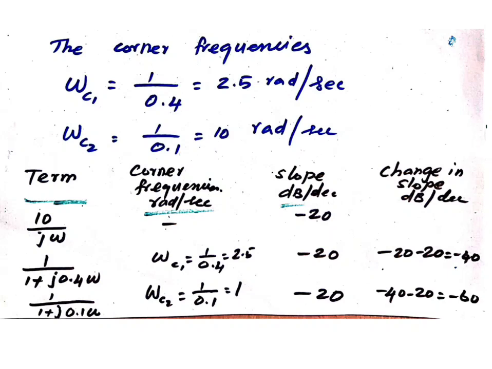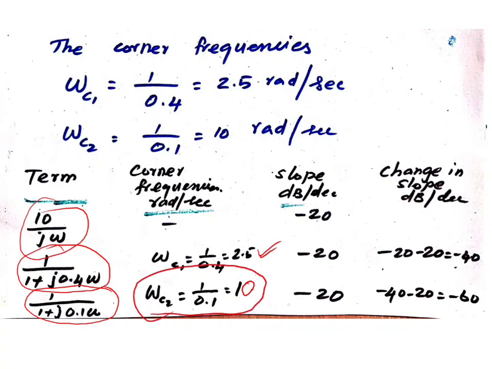Then we are going to find the slope of each term and also the change in slope. In the transfer function we have three terms: one is 10 by jω, another is 1 by (1 + j0.4ω), and another term is 1 divided by (1 + j0.1ω). First we arrange the terms in increasing order of corner frequency, that is ωc1 is 2.5 and ωc2 is 10 radians per second, and the corresponding slope of each term.